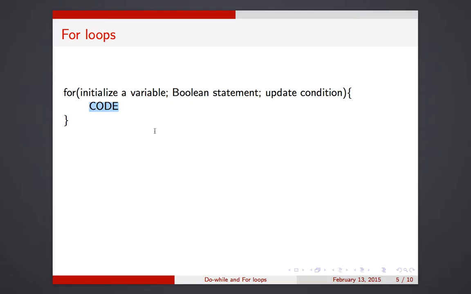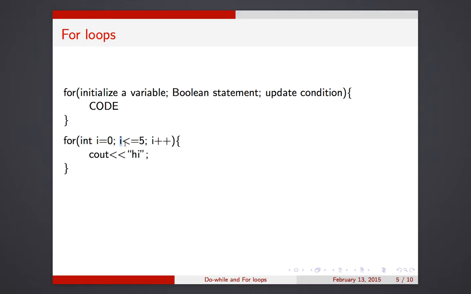Okay, so this right now is totally mysterious. In particular, the first thing here and the last thing here make no sense. Let me just give you some examples to show you how this works. For, I'm going to initialize a variable. So for int i equals 0.